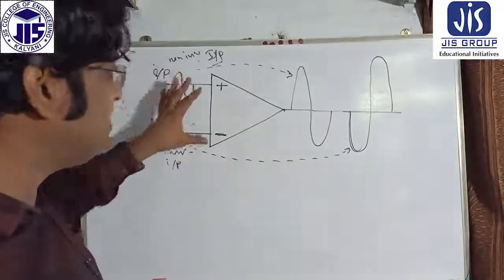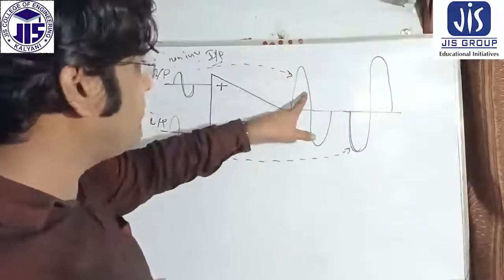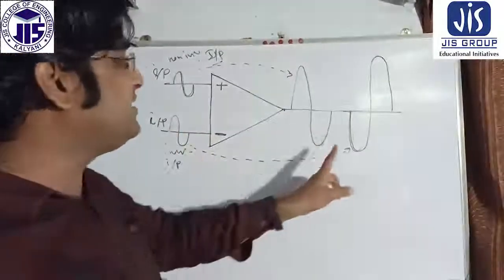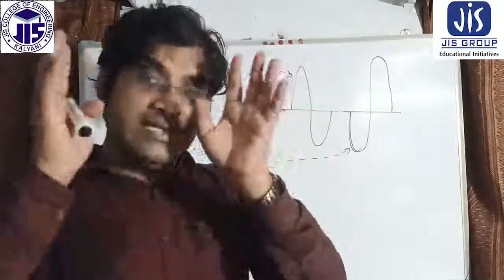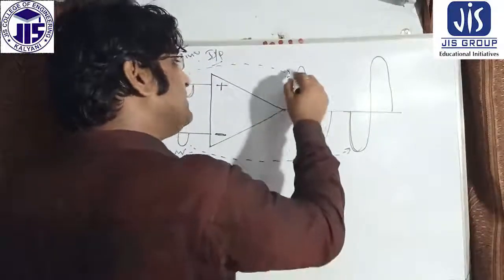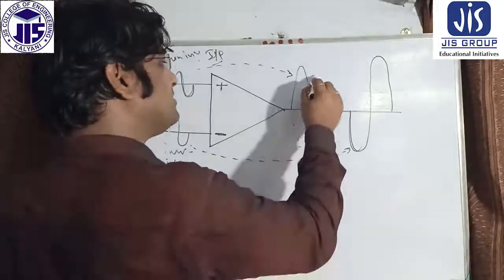So for that reason, what happened? It is amplified, and at the same time it is representing like that. That means both are resultant. When it is amplified, it gives that, and at that time another amplification looks like that.